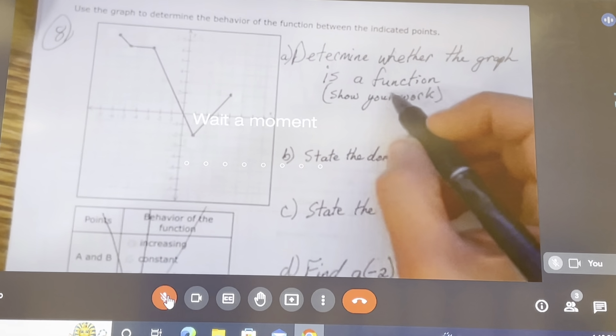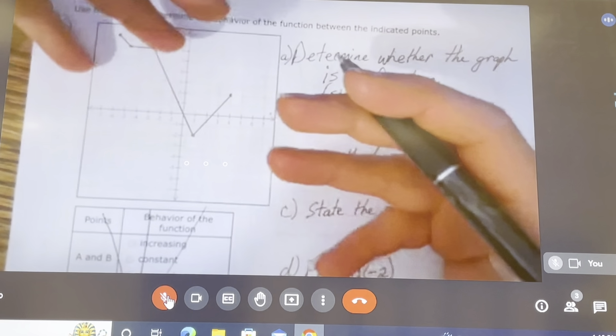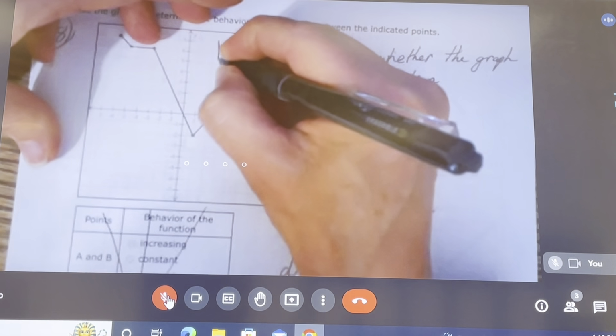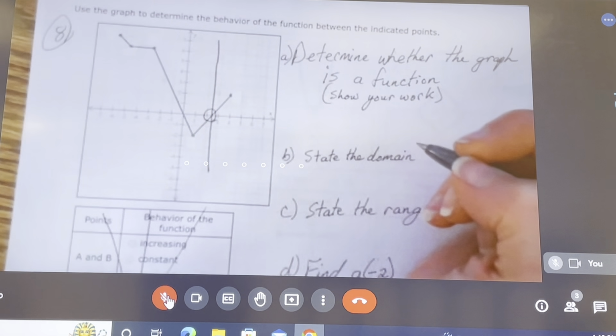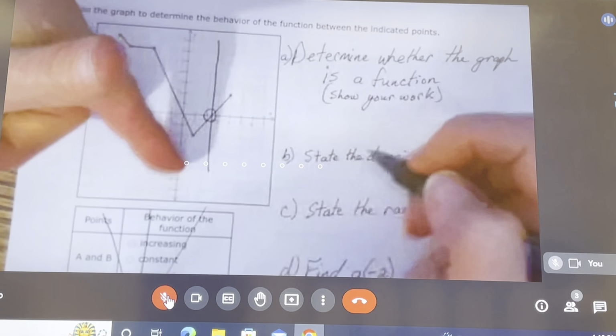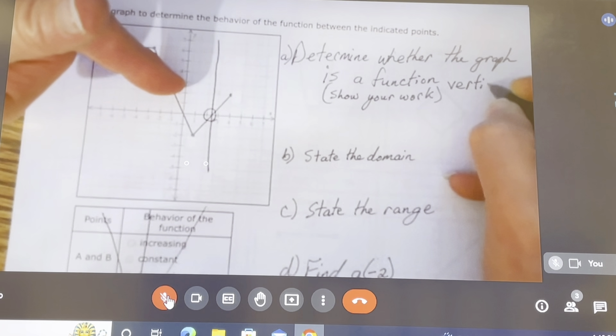Determine whether the graph is a function. We're going to use the vertical line test. If you feel like it's so dark I'm not going to see your line, put it in between lines. There we go. Now I can see that. Okay. Draw a single line. Use your vertical line test. That's your work. Vertical line test.